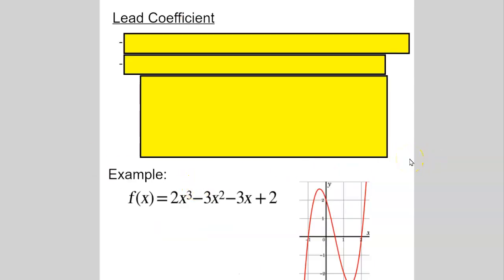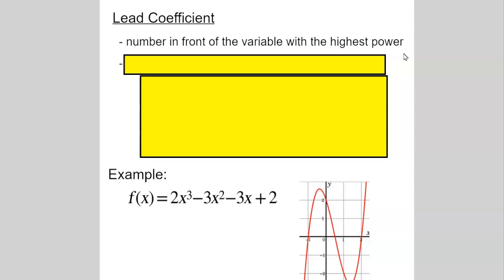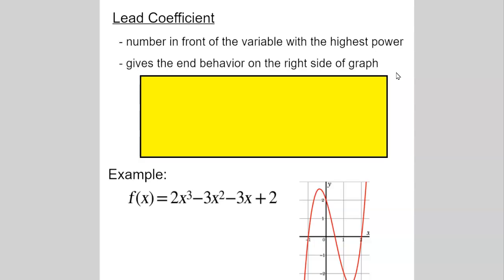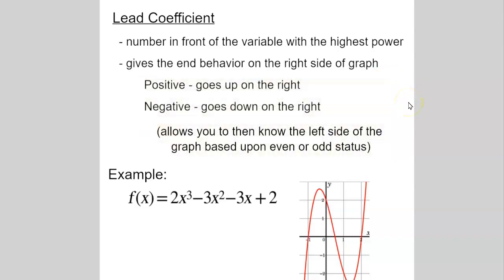Part of what comes along with the end behavior also deals with your lead coefficient. This is the number in front of the variable with the highest power. This gives the end behavior on the right side of our graph. So in other words, what's happening when x is approaching positive infinity. If it is a positive lead coefficient, that means we're going to go up on the right side of our graph. And if it's a negative coefficient, it's going to go down on the right side of our graph. This is going to allow you to know the left side based upon even or odd, because either it should go in the same direction or opposite direction.